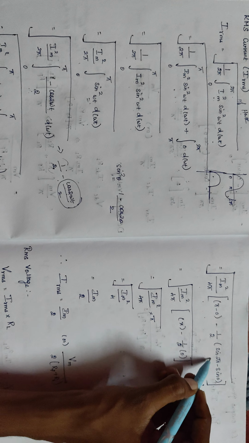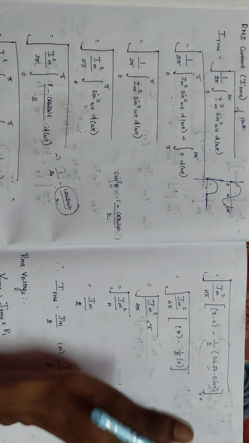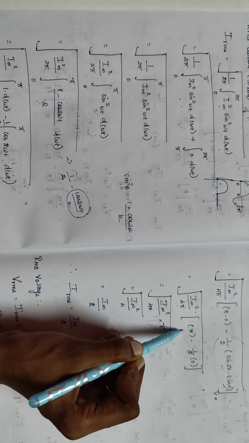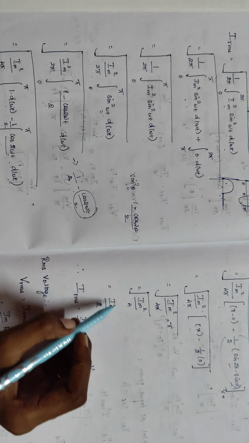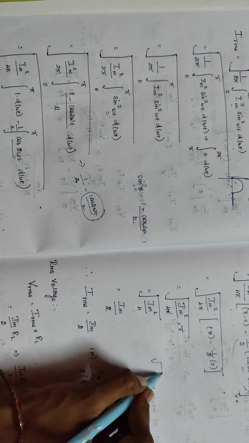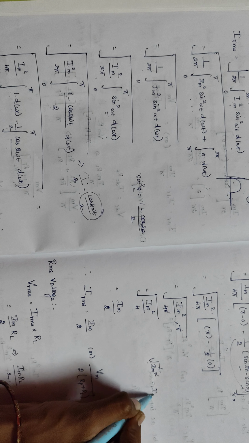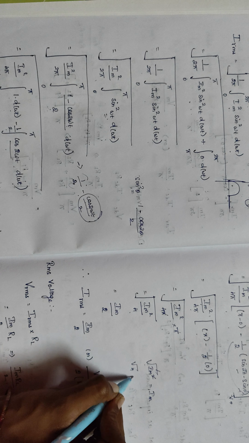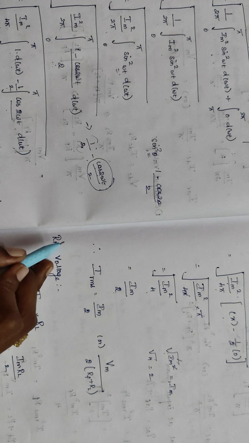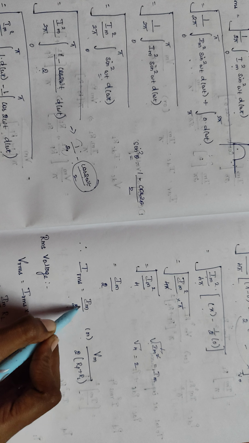The value of sin 2 pi and sin 0 is 0, so this whole term becomes 0. Now you will get only Im square by 4 pi into pi. This pi and pi will get cancelled, and you will get square root of Im square by 4. The square and square root get cancelled, and you get Im, and root 4 means 2. So you will get Im by 2. The formula to calculate IRMS is equal to Im by 2.